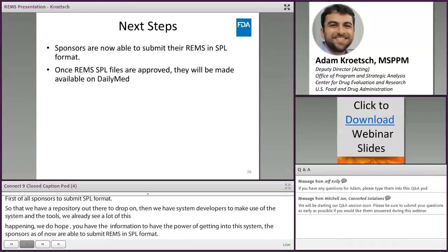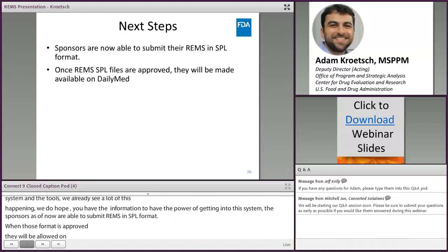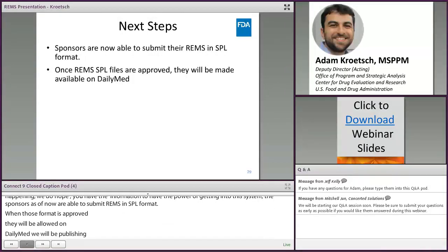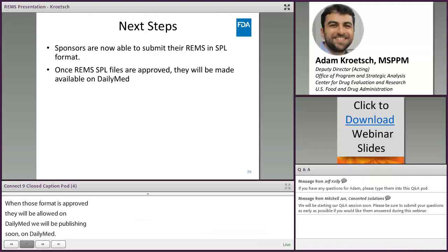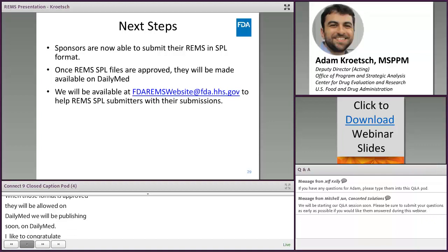So I'd like to specifically call out and thank Indivior for taking this very important step with their REMS for Suboxone and Subutex. And I'd also like to congratulate Indivior for being the first of what I hope are many sponsors who convert their REMS into SPL format to make their REMS information more accessible and better integrated. For those sponsors who do wish to take that step, we are available at the website on the screen, the FDA REMS website at fda.hhs.gov, to help REMS SPL submitters with their submissions.